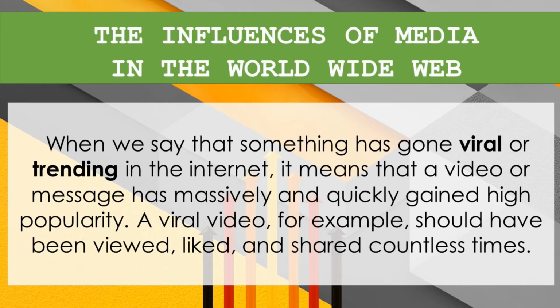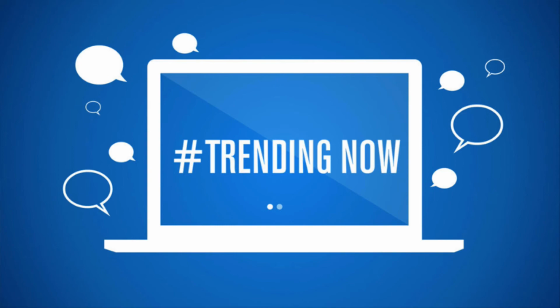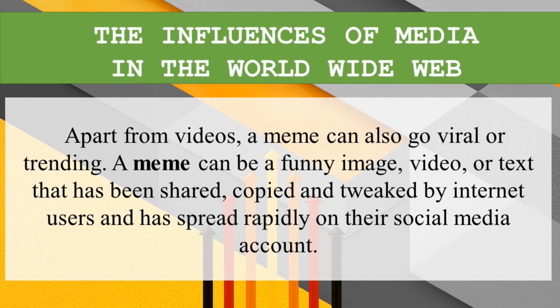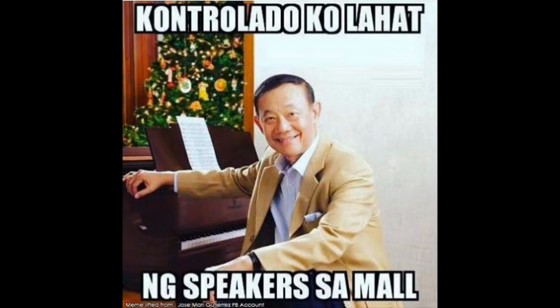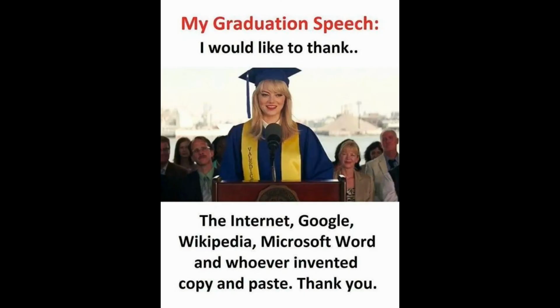The influences of media and the World Wide Web. When we say that something has gone viral or is trending on the internet, it means that a video or message has massively and quickly gained high popularity. A viral video, for example, should have been viewed, liked, and shared countless times. Apart from videos, a meme can also go viral or trend. A meme can be a funny image, video, or text that has been shared, copied and tweaked by internet users, and has spread rapidly on their social media accounts.